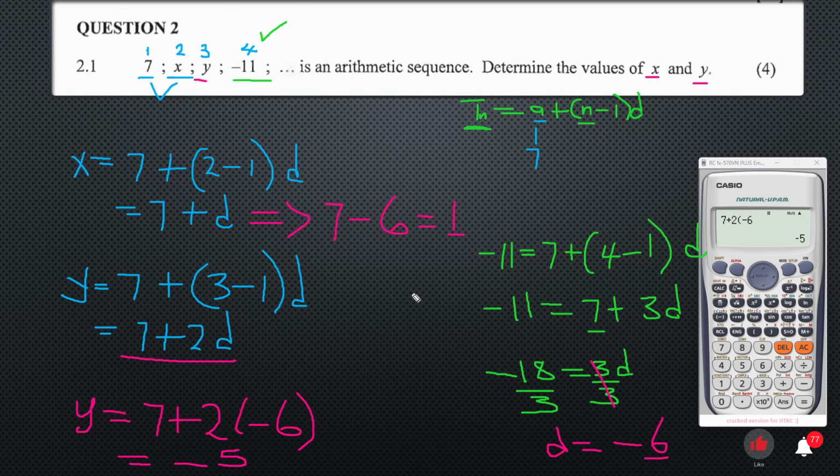You don't have to go for x minus 7, then y minus x, and then negative 11 minus y, and solve that. That will take you more time. So the best thing is to use the formula for this question, so then you'll be able to get to the solution faster.